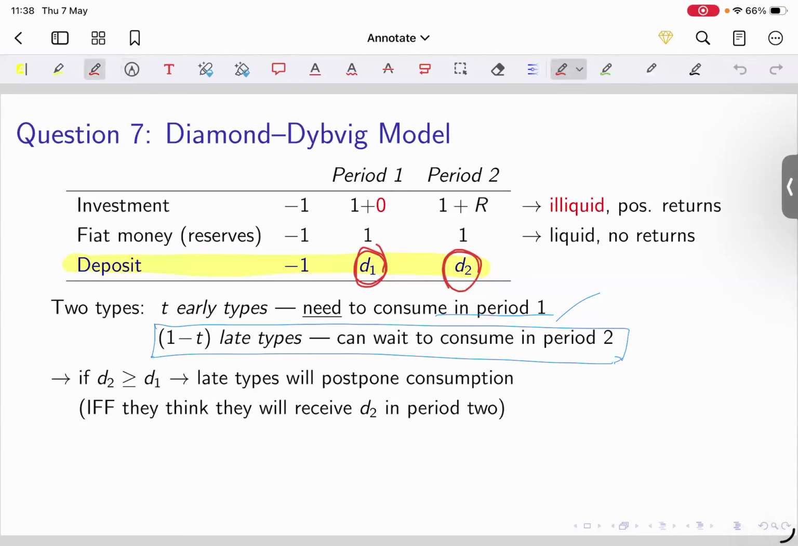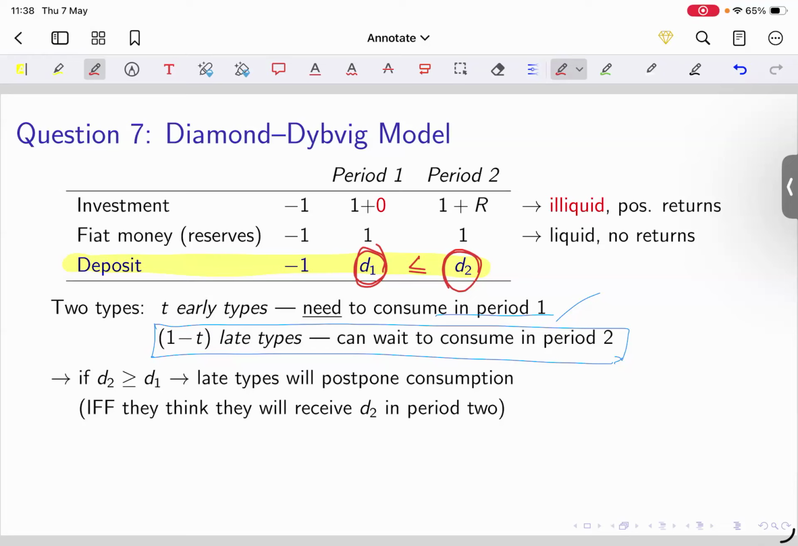So how do you incentivize them? You set D2 as greater than D1. In this way, you incentivize the late types to postpone consumption. Of course, it goes without saying this only works if the late type believes they will get the money in period 2. This hints at the second sub-question I will have, which is about bank runs. But for now, we'll assume everything works perfectly.